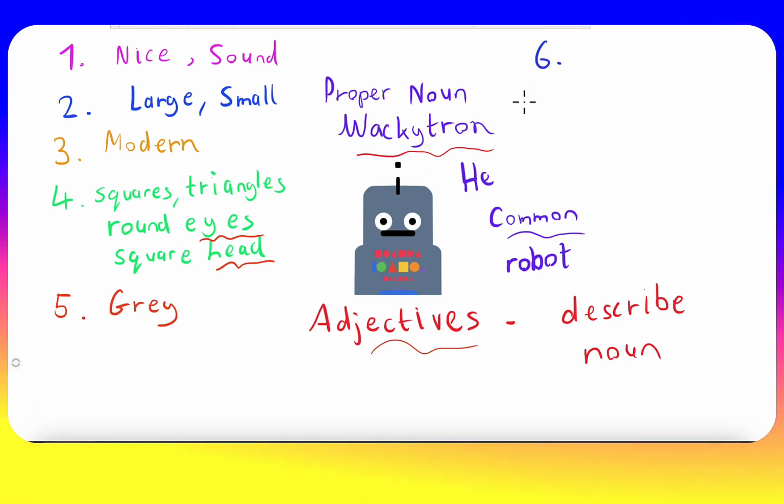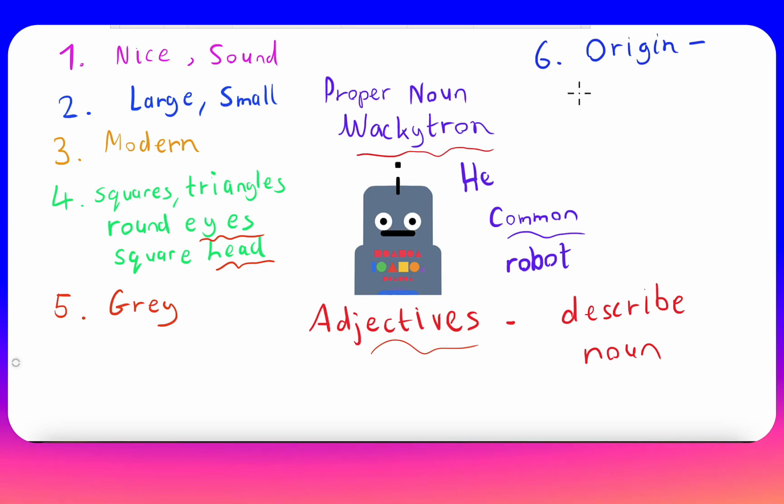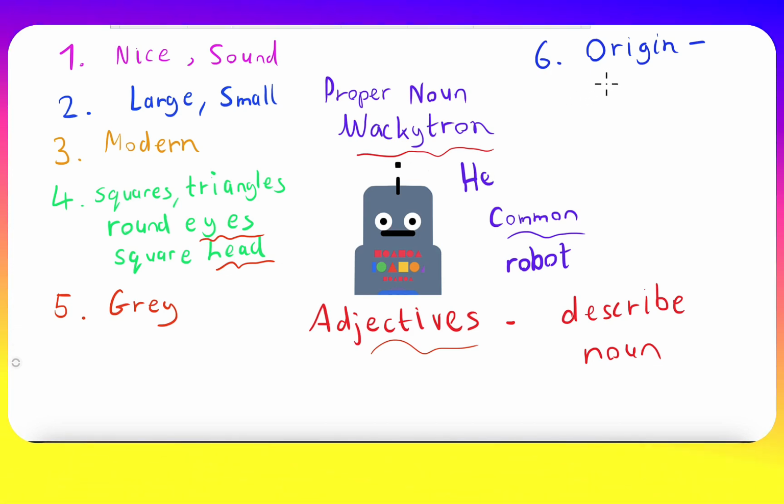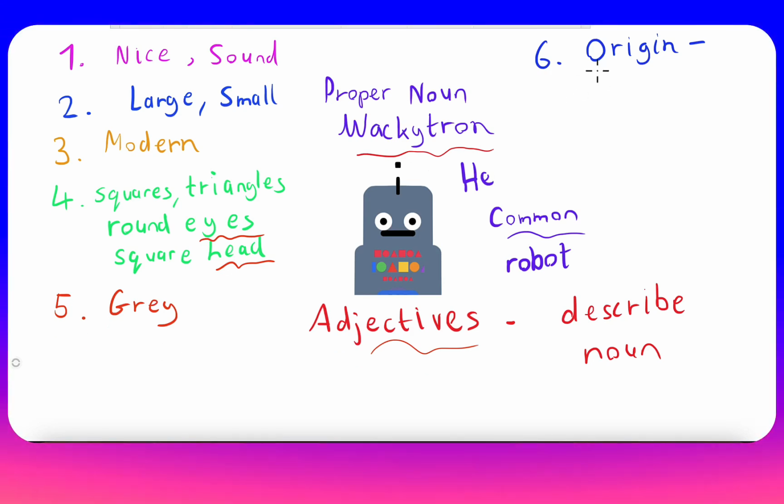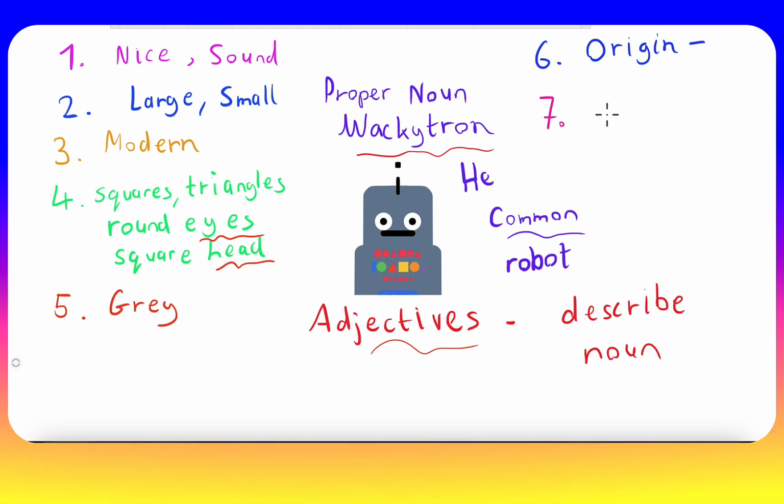Number 6, when we're talking about this kind of adjective, we're talking about origin. I'm going to leave this one up to you. Maybe he is from another planet. Maybe he is from a factory. We don't know. So that's going to be up to you to figure that one out. Number 7, we're talking about material. He's made of metal. He's made of tin.